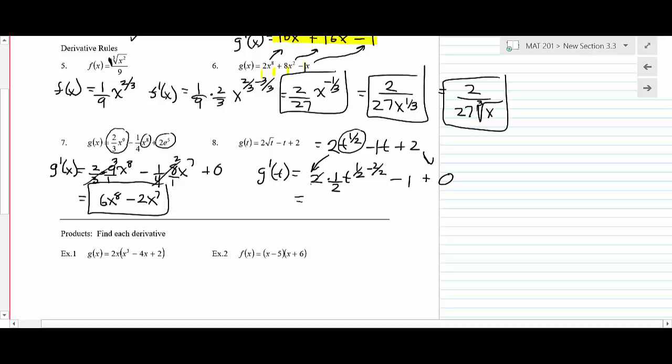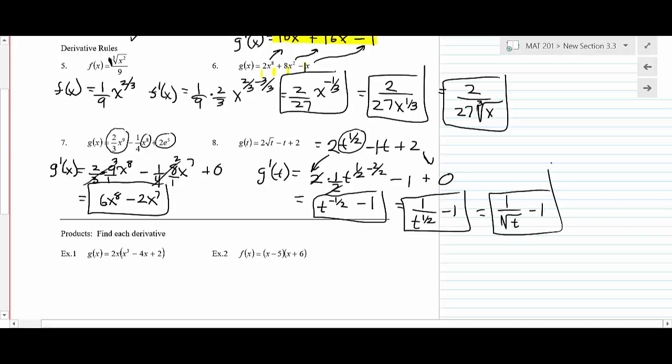All right, now let's finish this over here. So notice the 2's cross out. So that would be t to the negative 1/2 minus 1. Okay, and that would be one way to write the derivative. Second way would be 1 over t to the 1/2 minus 1. And then that could be written as 1 over square root of t minus 1 like that.